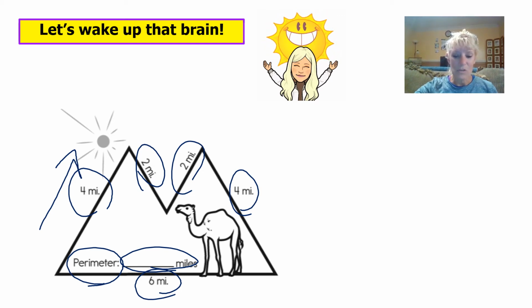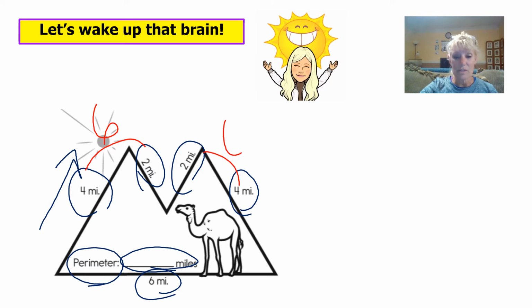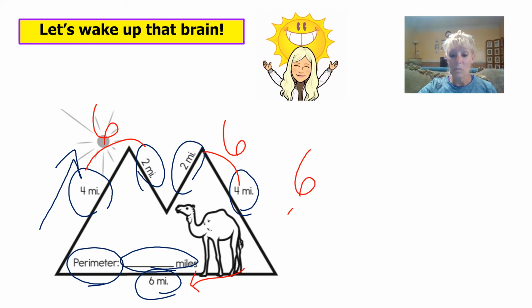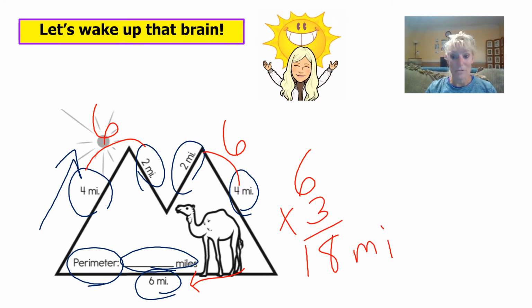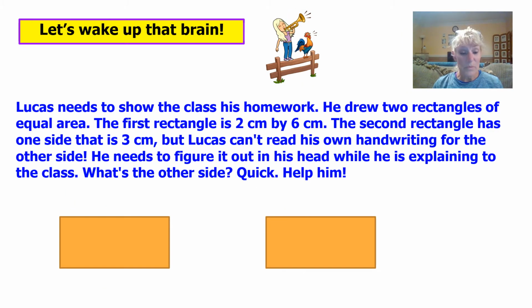Okay, if you put those mileages together, you've got 4 and 2, which is 6, 4 and 2, which is 6, and then you have another 6 right here. So we could actually use multiplication and say 6 times 3 is 18, and we're going to put it in miles. That's your perimeter. All right, we're ready for the next one.